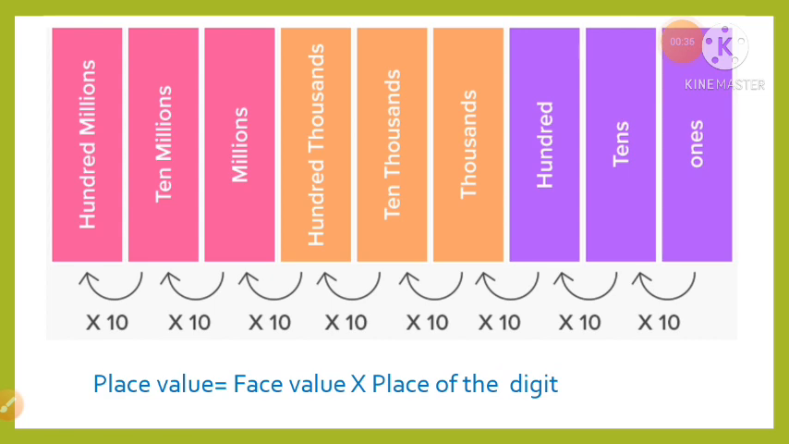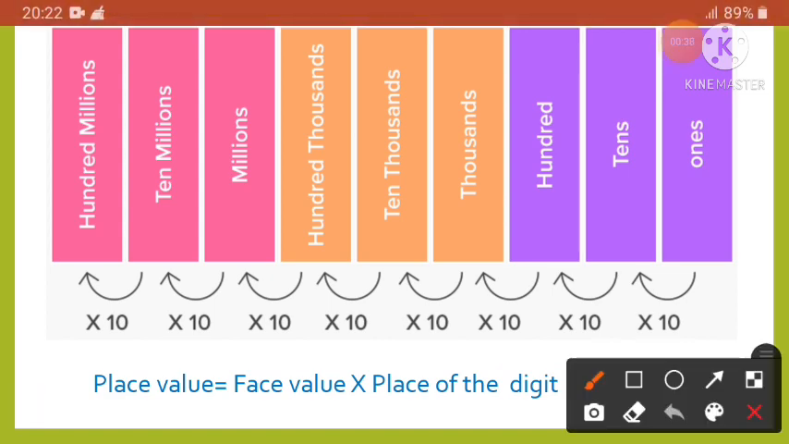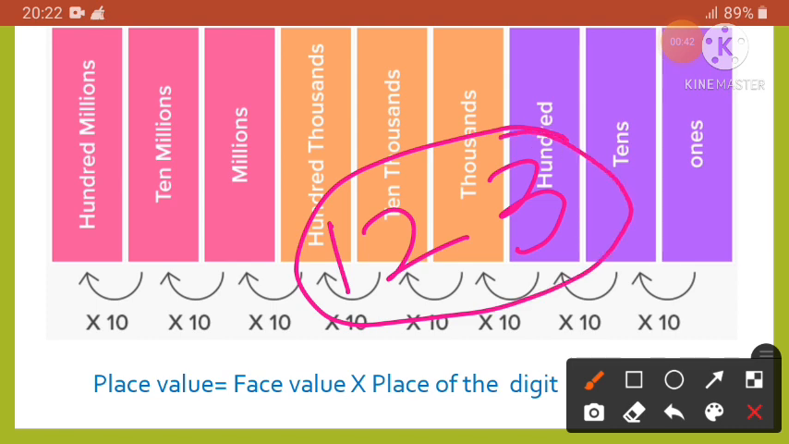If I take a number, suppose 1 2 3, it is a 3 digit number, where every digit has a place value. Got it? Place value can be defined as the value represented by a digit in a number on the basis of its position in the number.